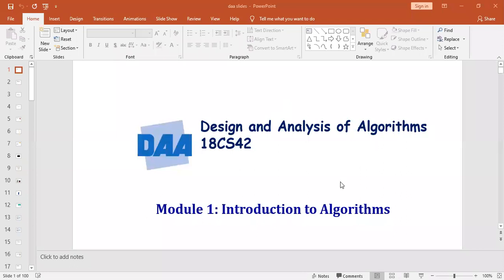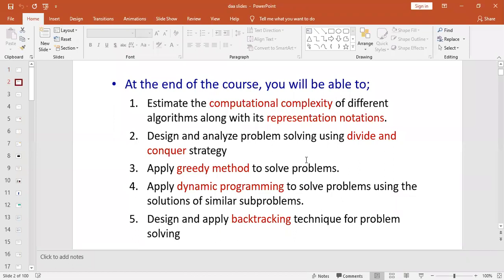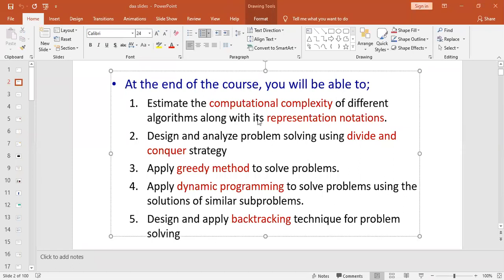This is the first module. We are going into module 1, which is introduction to algorithms. Come to the next slide. Once you study this particular subject, what are all the things you will be able to understand?